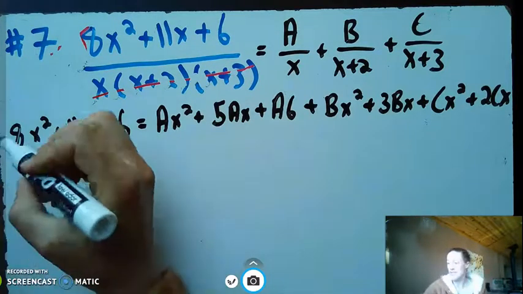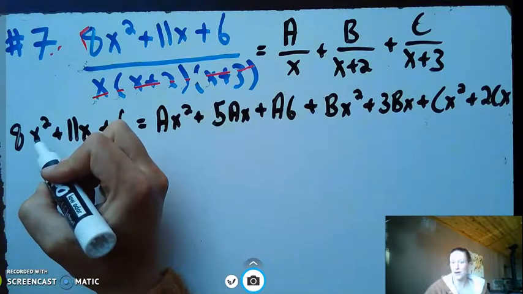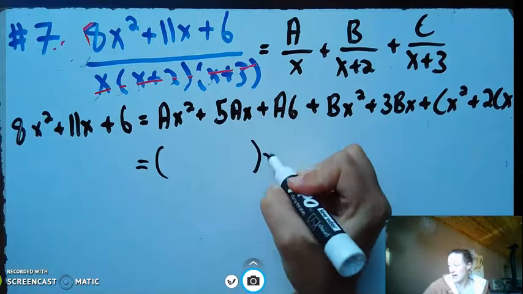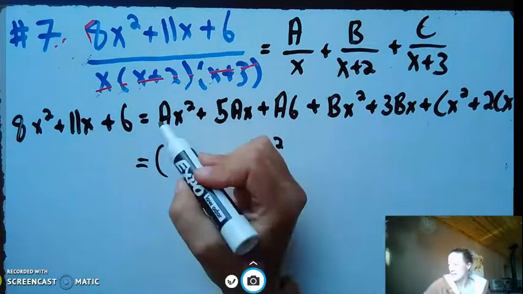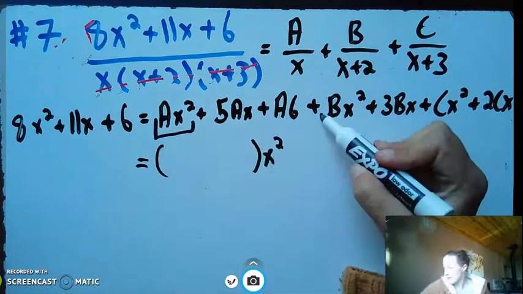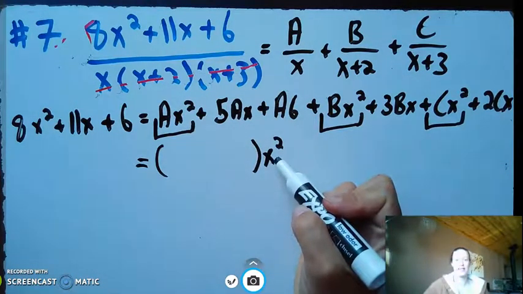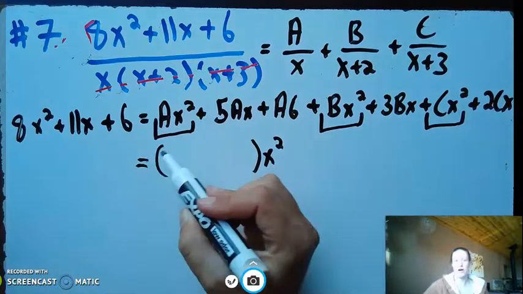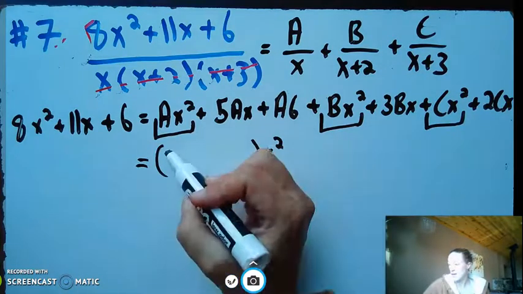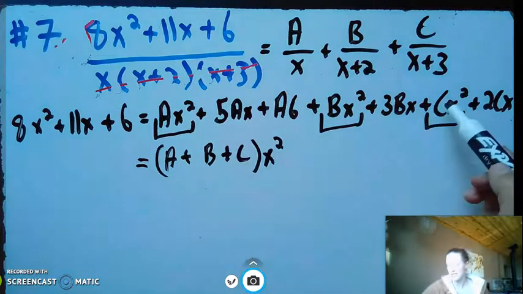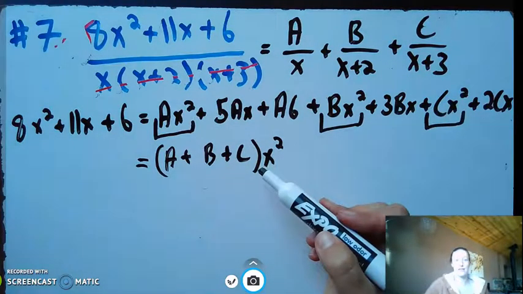So this side has an 8x squared. So I want to also have a something rather x squared over on this side. So the ax squared and the bx squared and the cx squared all have an x squared in common. We can take it out in the front, or we can take it out in the back, either one. But there's an a and a b and a c. They all had pluses in front of them. So those are the x squared terms.